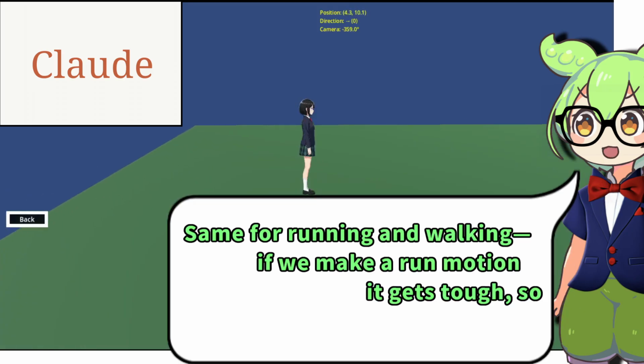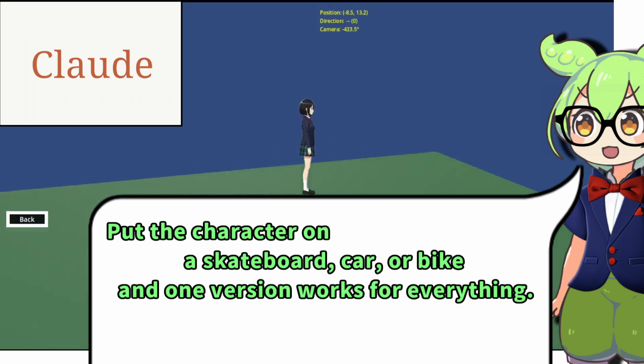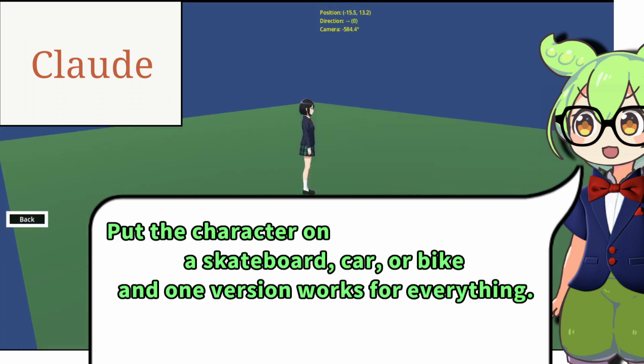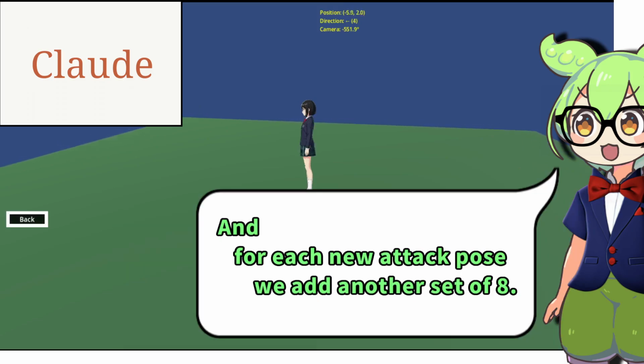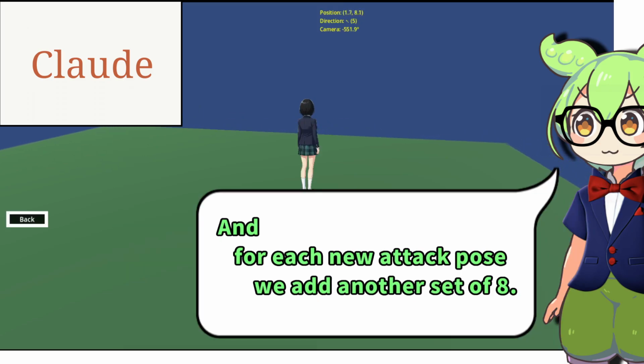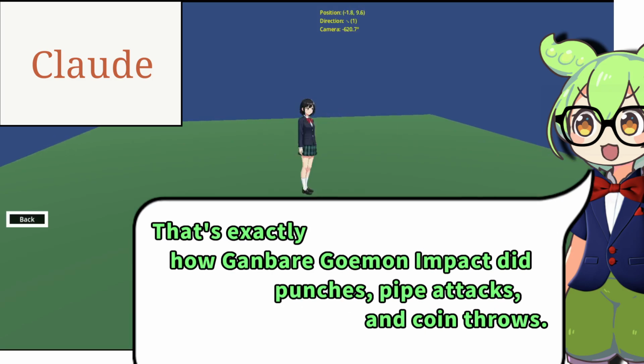Same for running and walking. If we make a run motion, it gets tedious. But the character on a skateboard, car, or bike in one version works for everything. So basically default, one idle, one moving set of 8 images. And for each new attack pose, we add another set of 8. If it's too much work, keep the attack pose fixed per character and fire separate projectiles. That's exactly how Goemon Impact handled punches, pipe attacks, and coin throws.